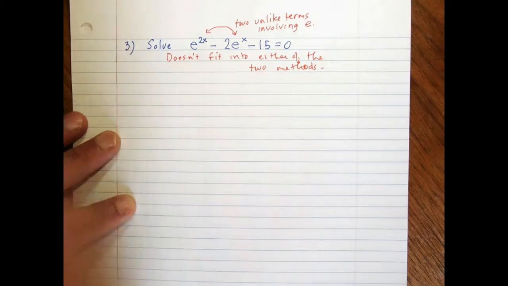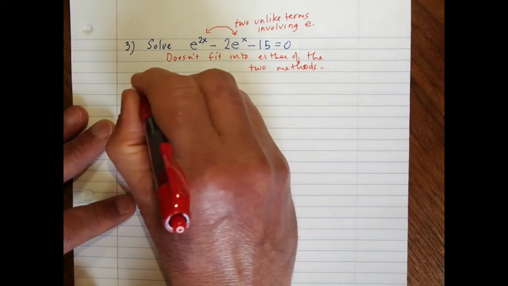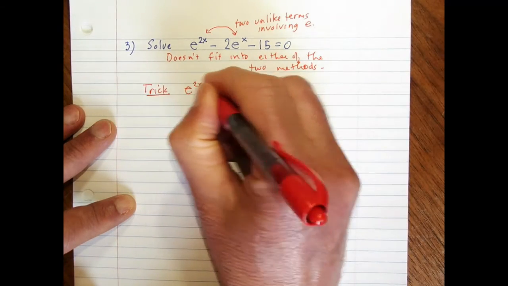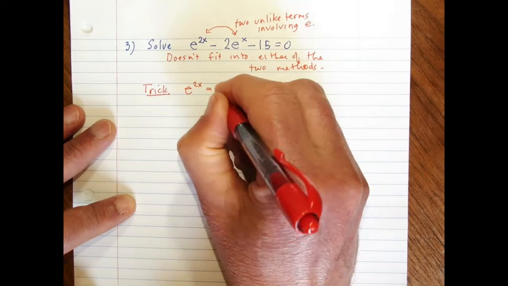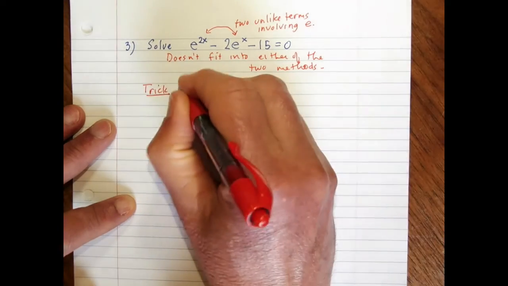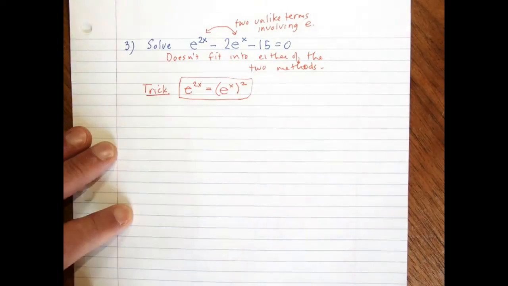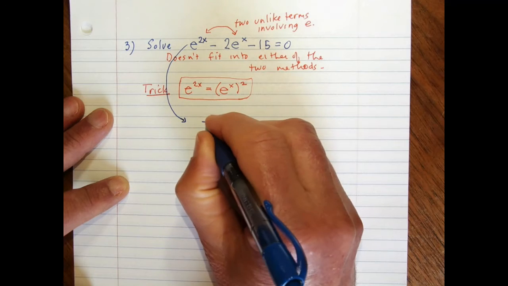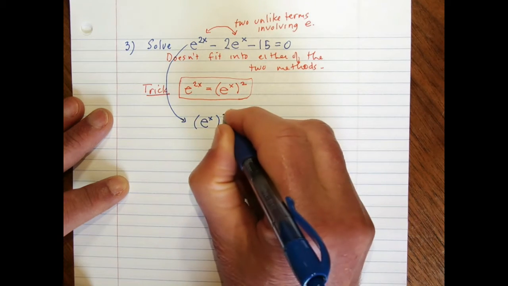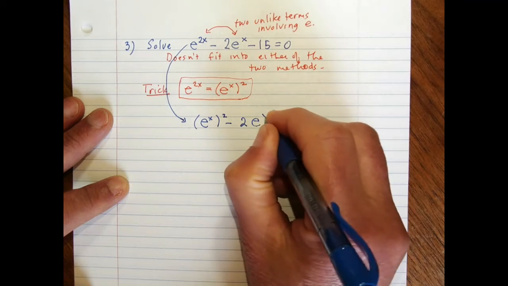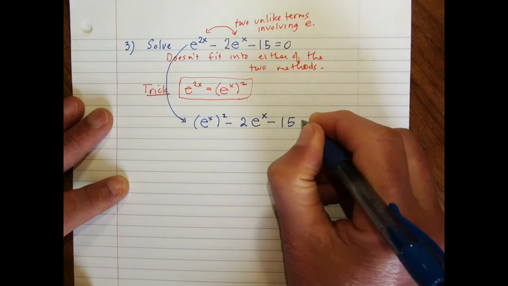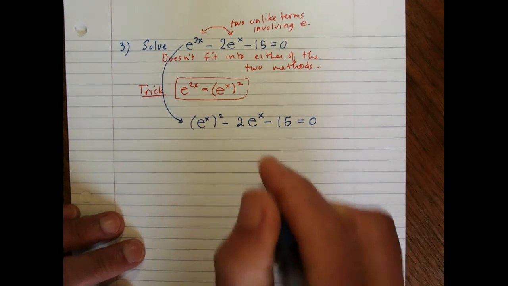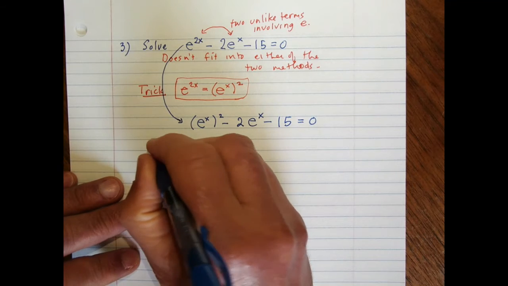There's a trick here. The trick, let's call it that, is to think of that e to the 2x as e to the x squared. That's true. They're equal to each other. So our equation can be written as e to the x squared minus 2e to the x minus 15 equals 0. And we can get a handle on this by making a substitution.